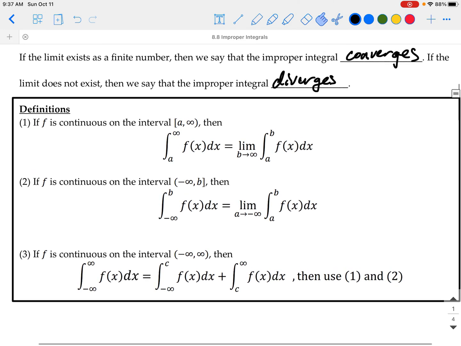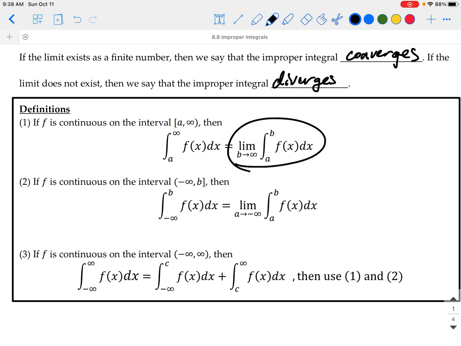So we've got some definitions here that we're going to use. If we have the integral from a to infinity, then we'll use this limit substituting process for the infinite value. Same thing if it were negative infinity, so we can do it for negative infinity as well. A and B are just arbitrary letters that we're choosing.